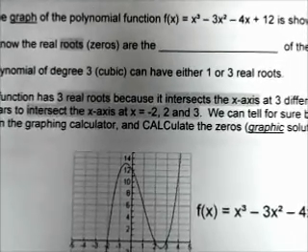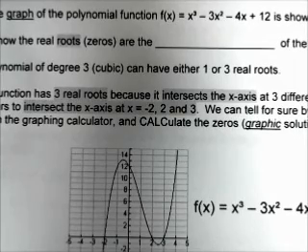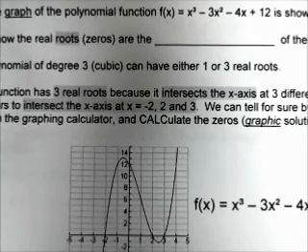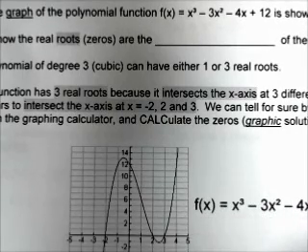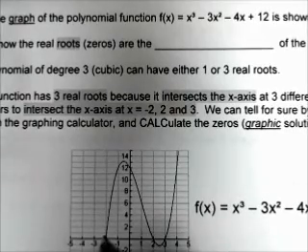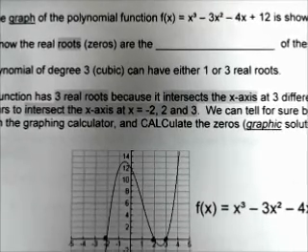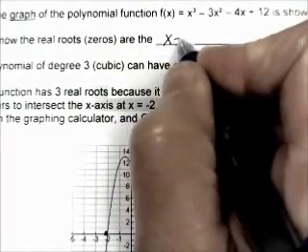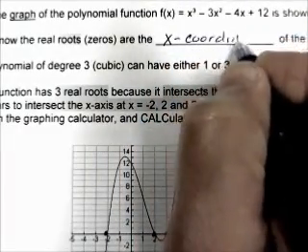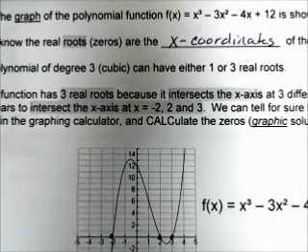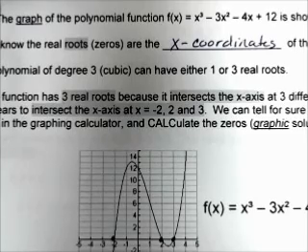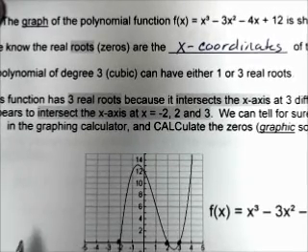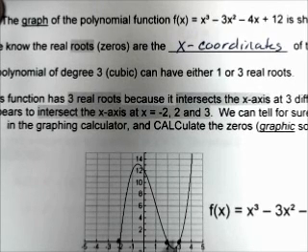The graph of a polynomial function f of x equals x cubed minus 3x squared minus 4x plus 12 is shown below. Here you have it. We know the real roots, or the zeros, are the x-coordinates of the x-intercepts. A polynomial of degree 3, which is also known as a cubic, can either have 1 or 3 real roots. This function has 3 real roots because it intersects the x-axis at 3 different points.